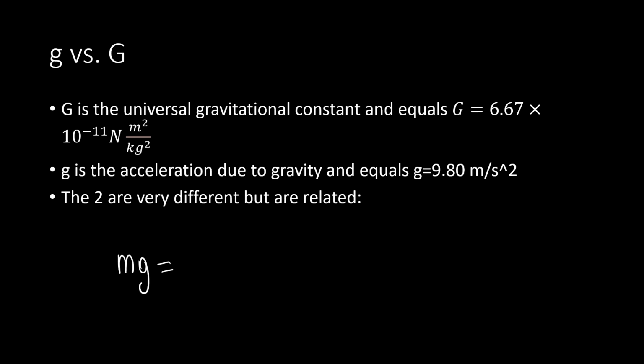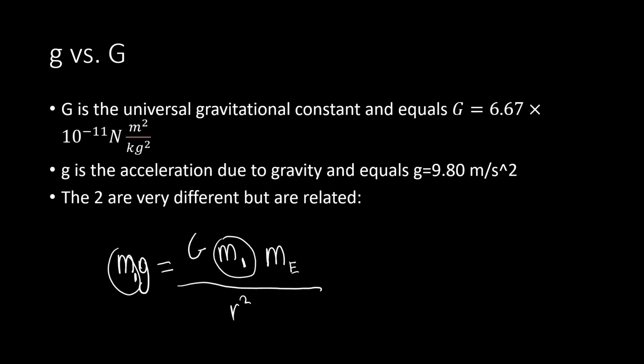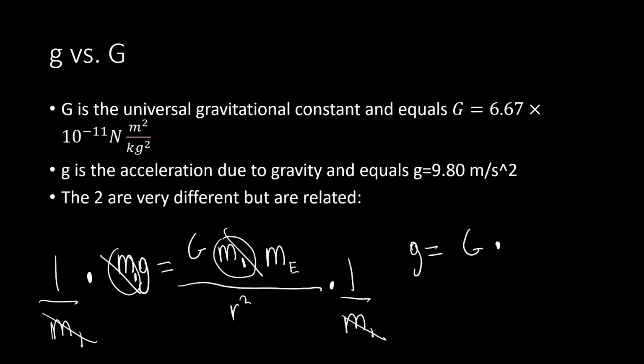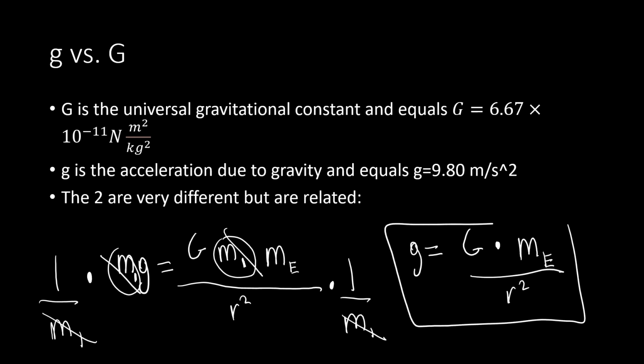And we can rewrite Newton's universal law of gravitation as G times m1 times M_E over r squared. This is the same thing. These two things are the same because m1 is your mass on the surface of the Earth, and M_E is just the mass of the Earth. R is the radius of the Earth. So now we can multiply by 1 over m1 on both sides, and the m1's cancel out. So you're left with lowercase g is equal to uppercase G times the mass of the Earth over the radius of the Earth squared. So that's how they're related.